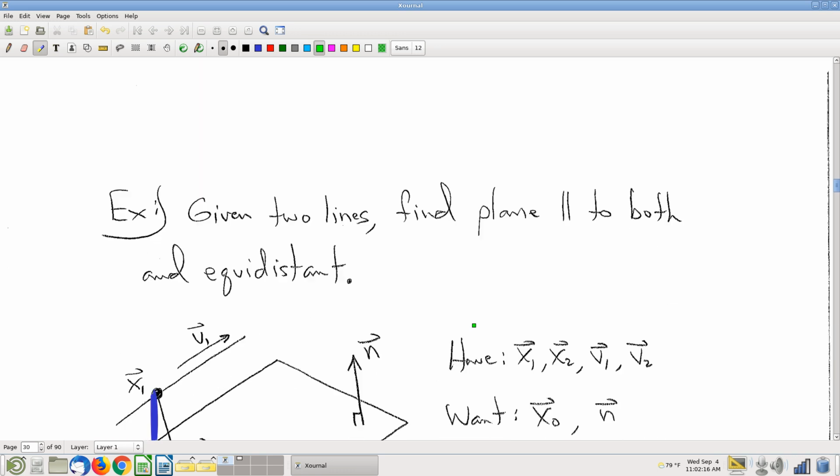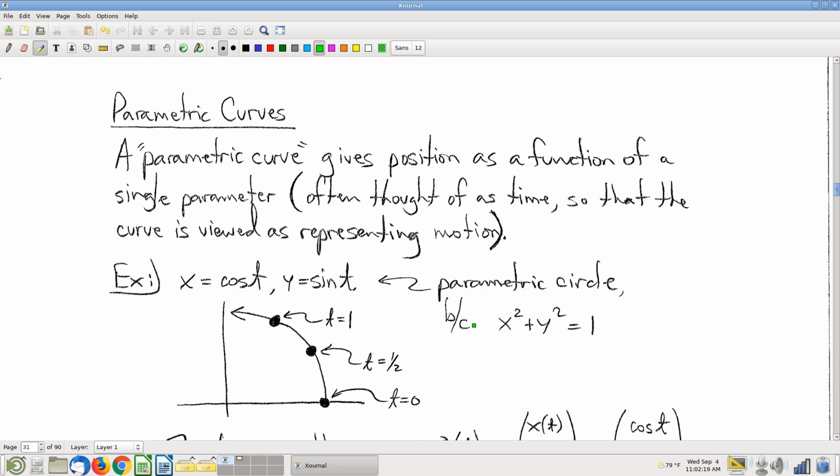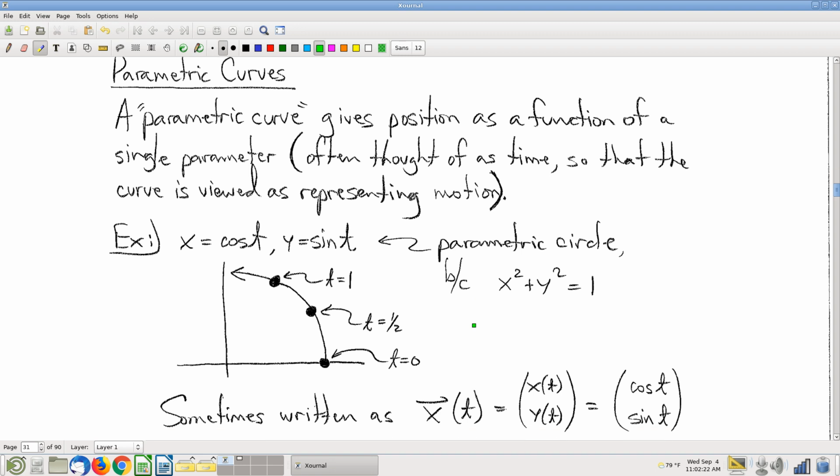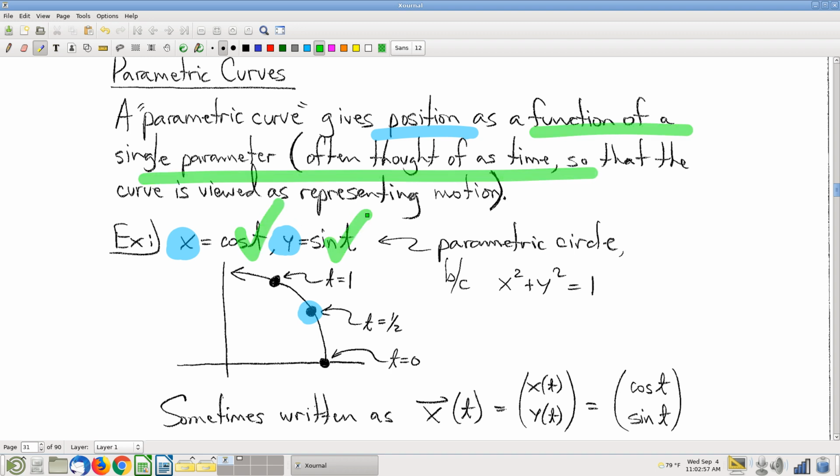And in general, if you've got a function that gives you position in terms of a single input variable that we often think of as time, but some input parameter, that's called a parameterization. Okay, so for example, this is a parameterization. It gives you position x and y, the pair of which gives you a location. That gives you position as functions of a single parameter, time.